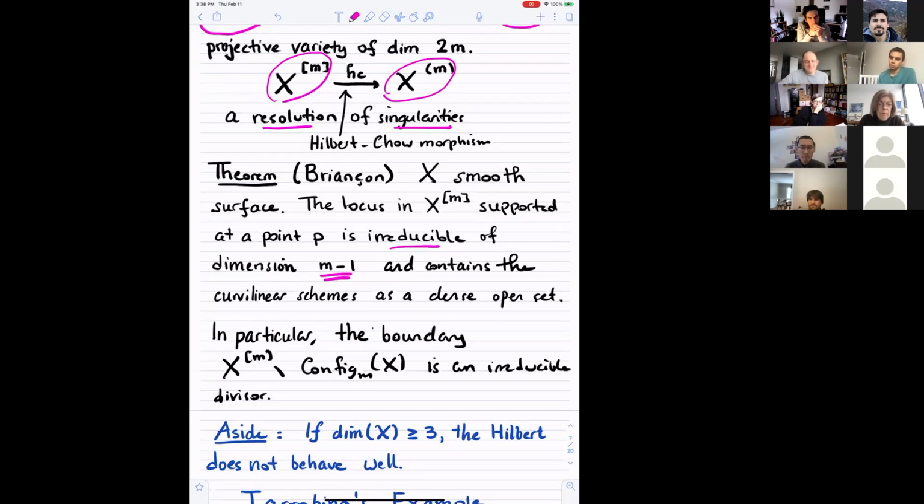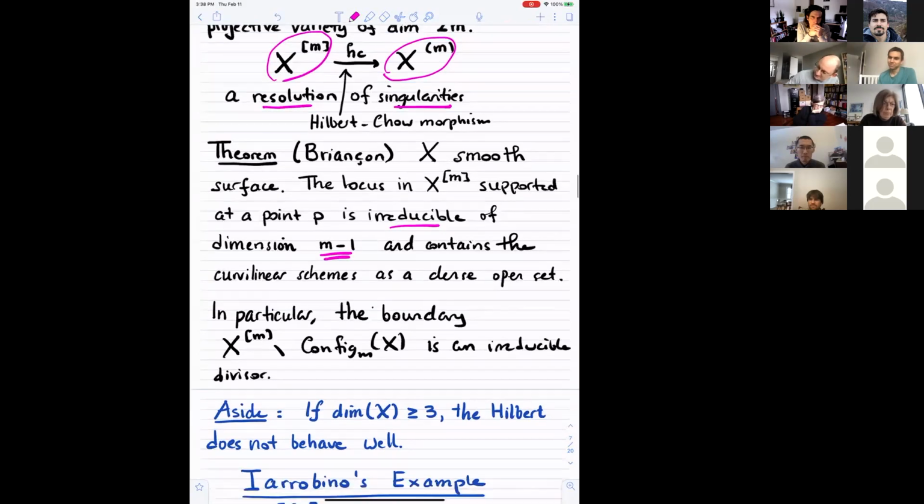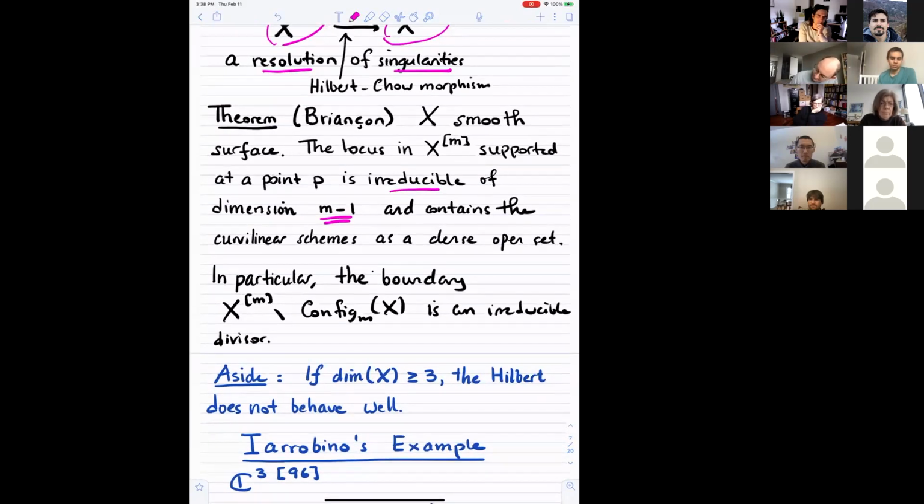So there are other things on the boundary, but this is most of it. Okay, so we can pretend that we understand most of the points. So in particular, you see the boundary. If you look at the configuration space, and look at the complement of the configuration space in this Hilbert scheme, it is a nice irreducible divisor that I'll call the boundary divisor B.